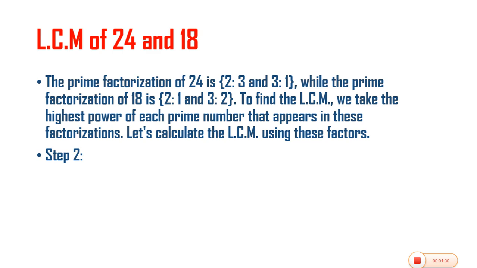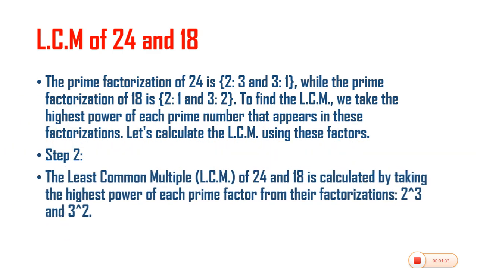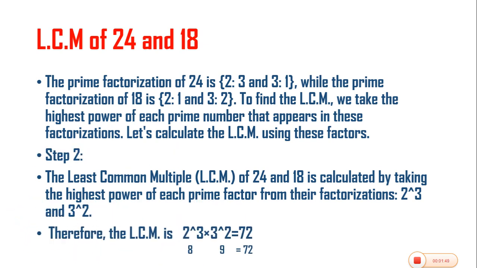Step 2. The least common multiple, LCM, of 24 and 18 is calculated by taking the highest power of each prime factor from their factorizations, which is 2 raised to power 3 and 3 raised to power 2. Therefore, the LCM is 2 raised to power 3 times 3 raised to power 2. 2 raised to power 3 is equal to 8, while 3 raised to power 2 is equal to 9. Now when you multiply 8 by 9, you get 72. This is what we also have here. So the LCM of 24 and 18 using the index method is equal to 72.